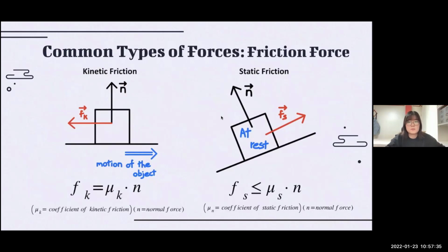So when we're trying to move an object on the surface, parallel to the surface, the value of static friction is the minimum force necessary to move an object. Unless we give that minimum force to move an object, the static friction would be the same magnitude as our given force, according to Newton's third law of motion.